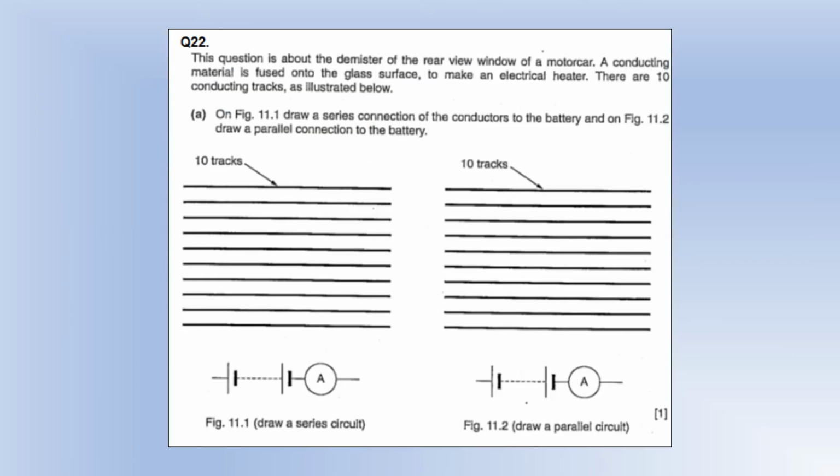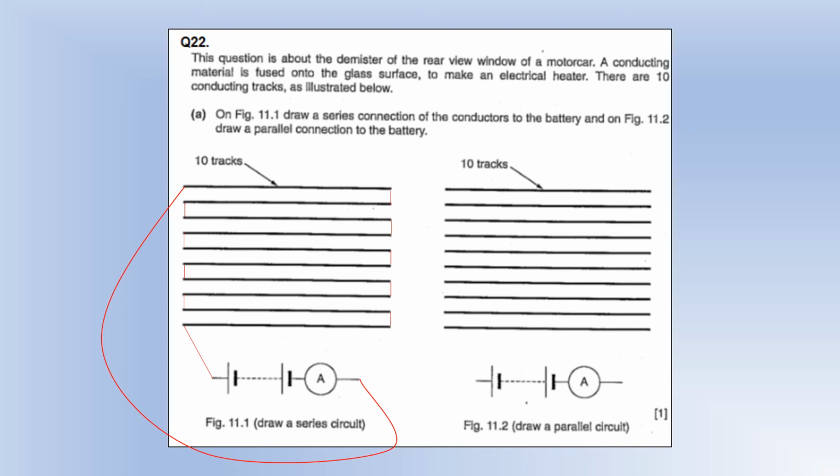So we're looking at a demister in a car, and we've got a conducting material fused onto the glass surface, and you can actually see this, especially on the back windows, they're not usually on the front. So we've got 10 conducting tracks, and we're trying to decide whether we want them in series or parallel. So we want to draw a series.